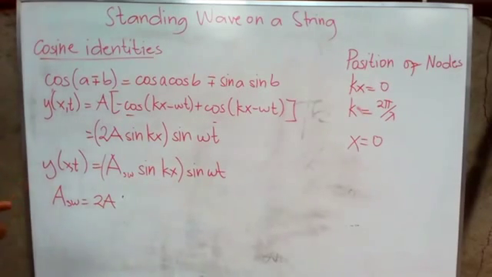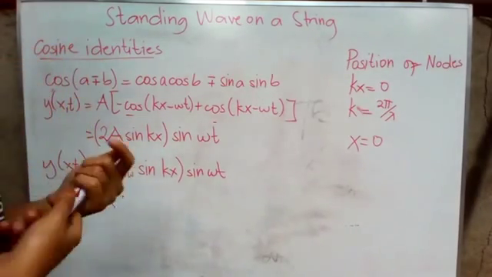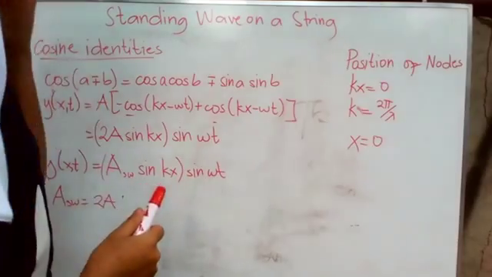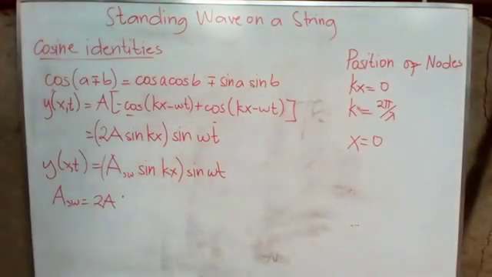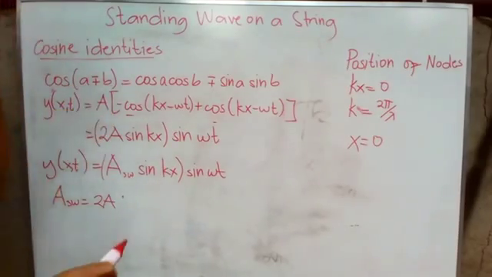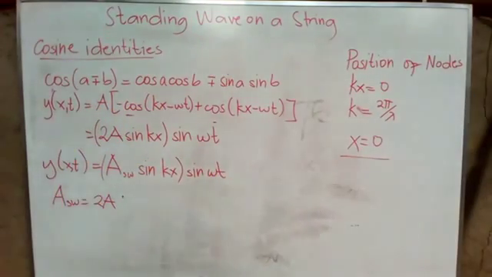In order to get the positions of the nodes, we must find where sine kx is equal to 0. We can get the value of k, which is 2 pi over lambda. So remember that nodes can be found where sine kx is equal to 0.